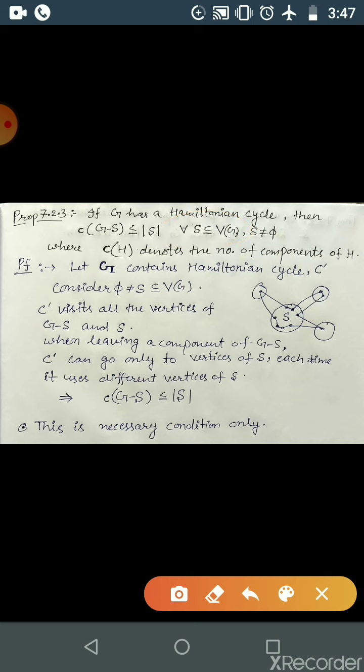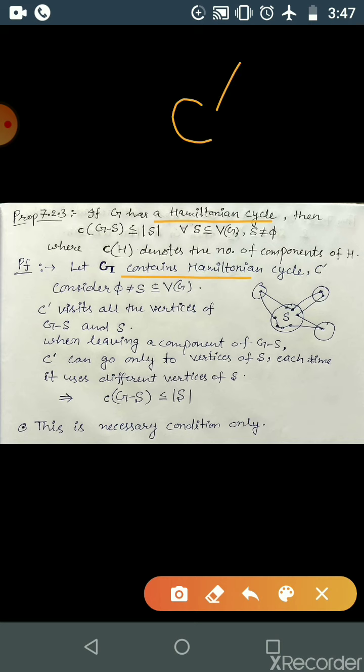Okay, where c(H) denotes the number of components of H. So this I explained here already. Correct? Now G is given as a Hamiltonian graph. G has a Hamiltonian cycle. Correct? So G contains a Hamiltonian cycle.